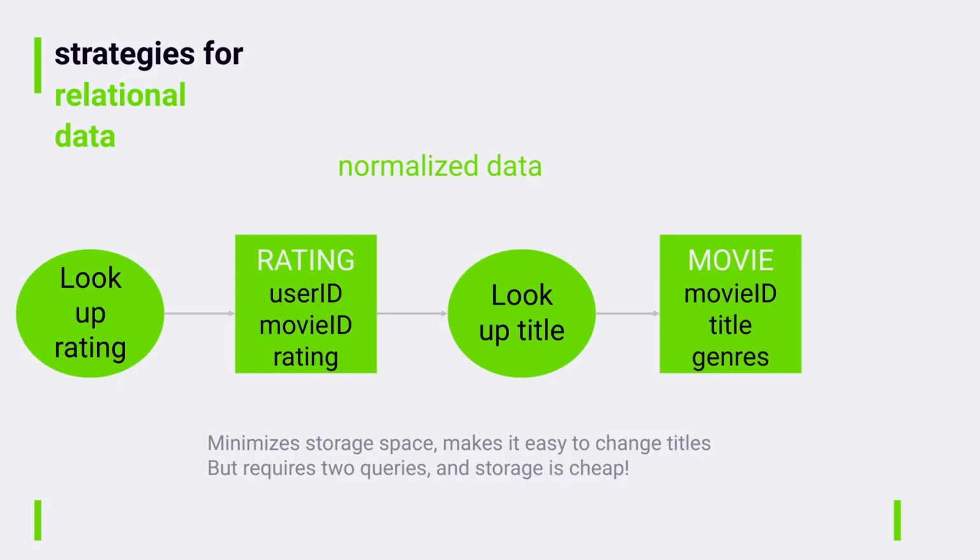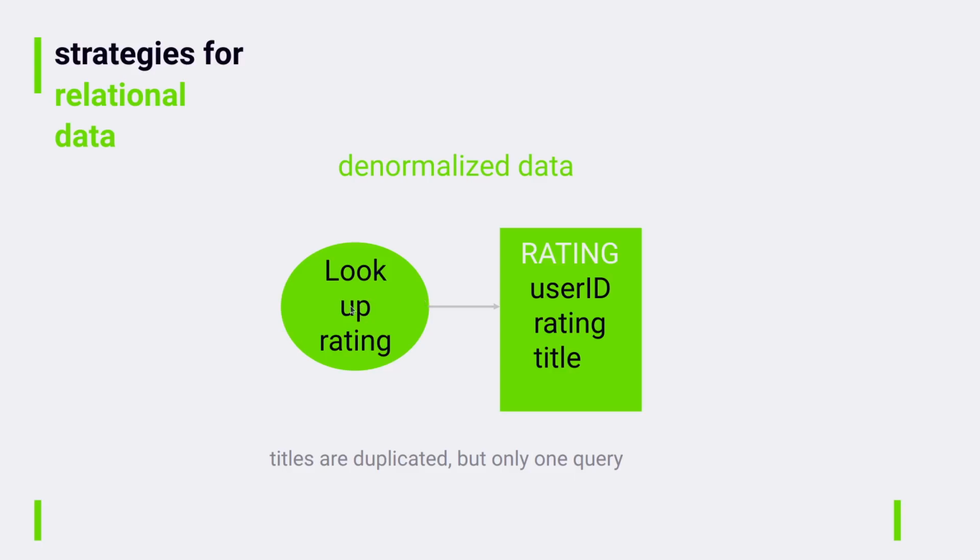For this, we have another approach, that is the denormalized approach. In the denormalized approach, we would have everything present in a single table. For every rating, we have the title of the movie present. So whenever we look up a rating, we get the title back also.